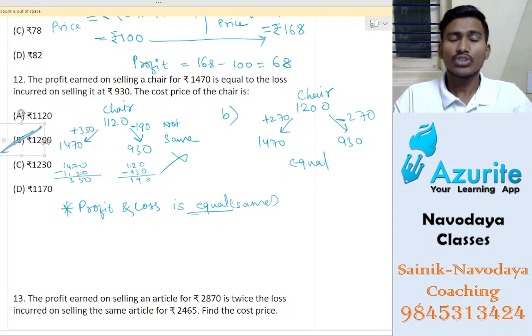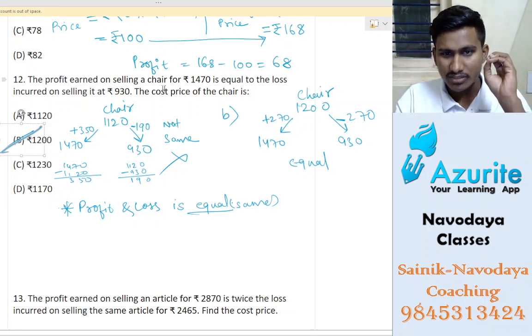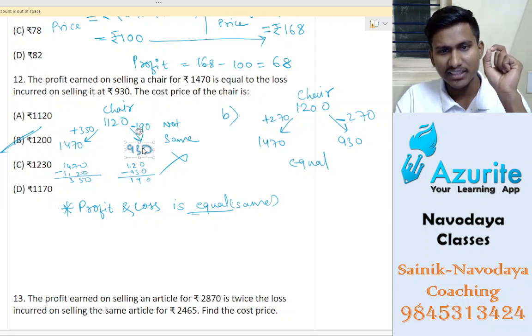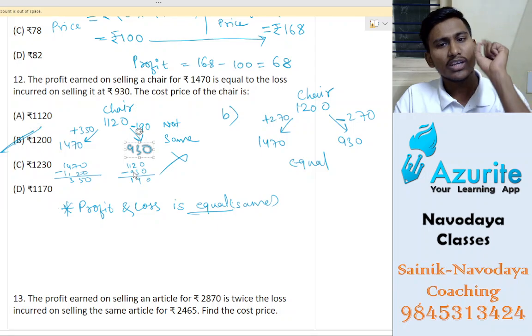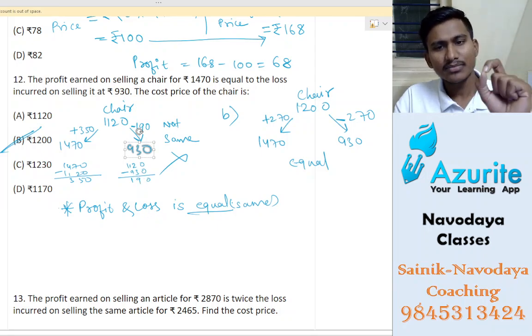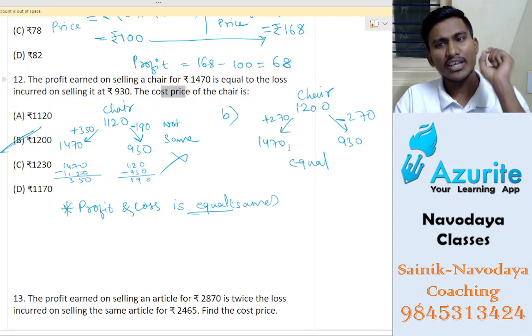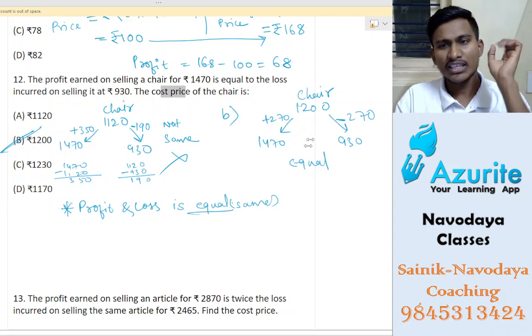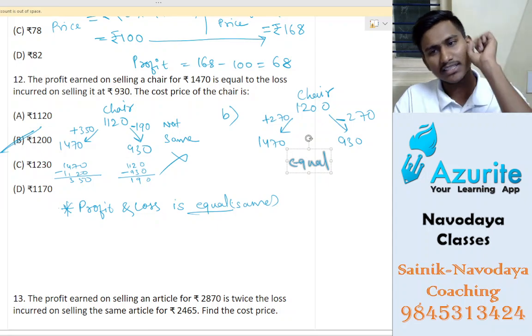Understood? We have to take the option as the cost price. From that, the selling prices are 1470 and 930. You have to minus it and you will get the answer. If the answer is same, that is the cost price. If the answer is different, no. Here the answer is same, so that is the cost price.